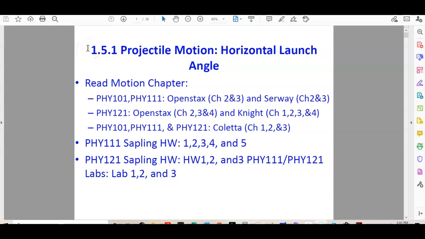Hello everyone, this is Jim Corkins again, and we are moving on to projectile motion. Specifically, we're going to be dealing with just projectiles that are shot horizontal to the ground with no launch angle, at a height off the ground.